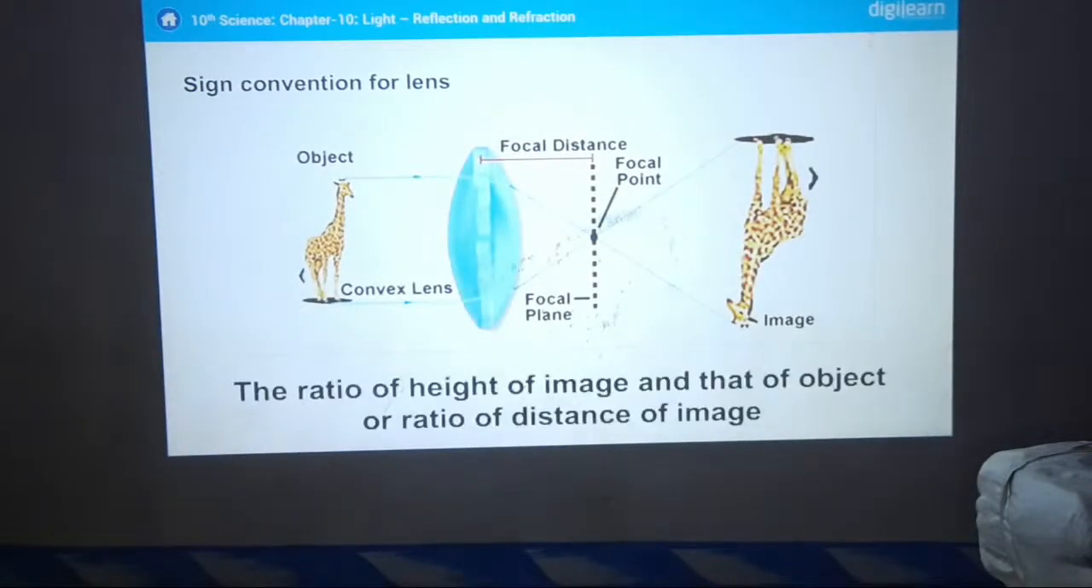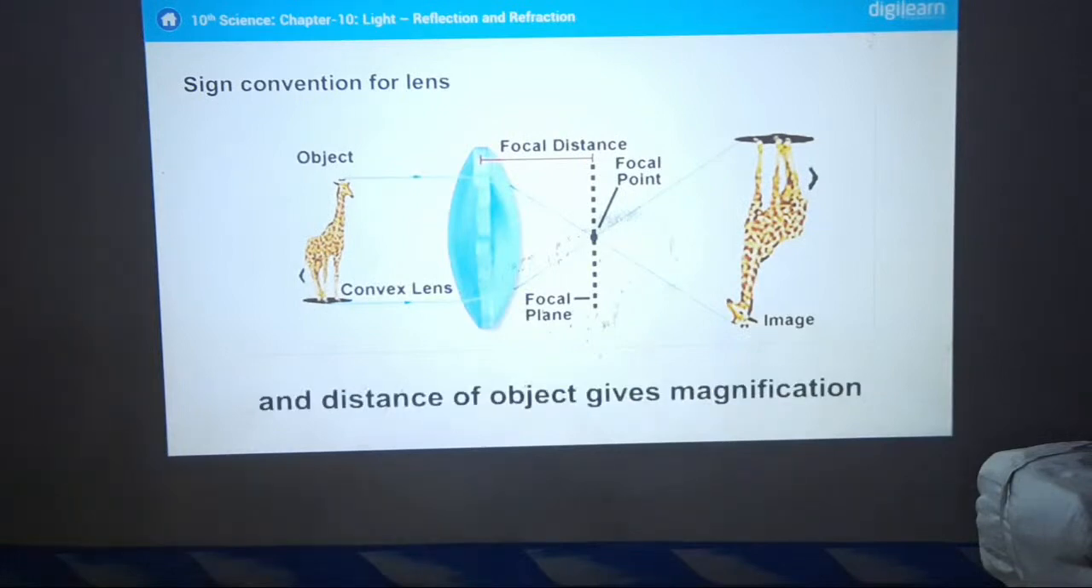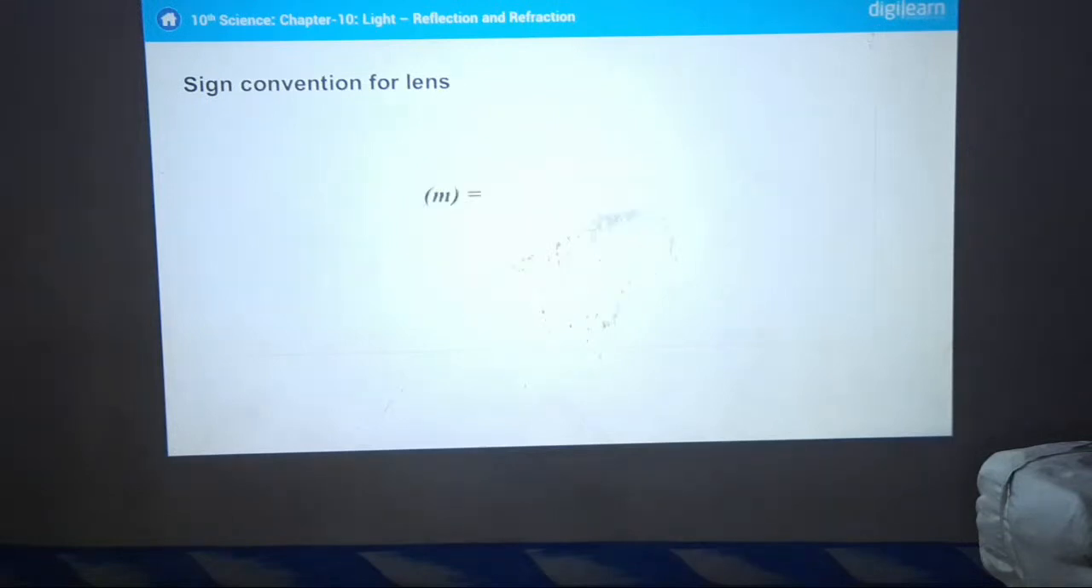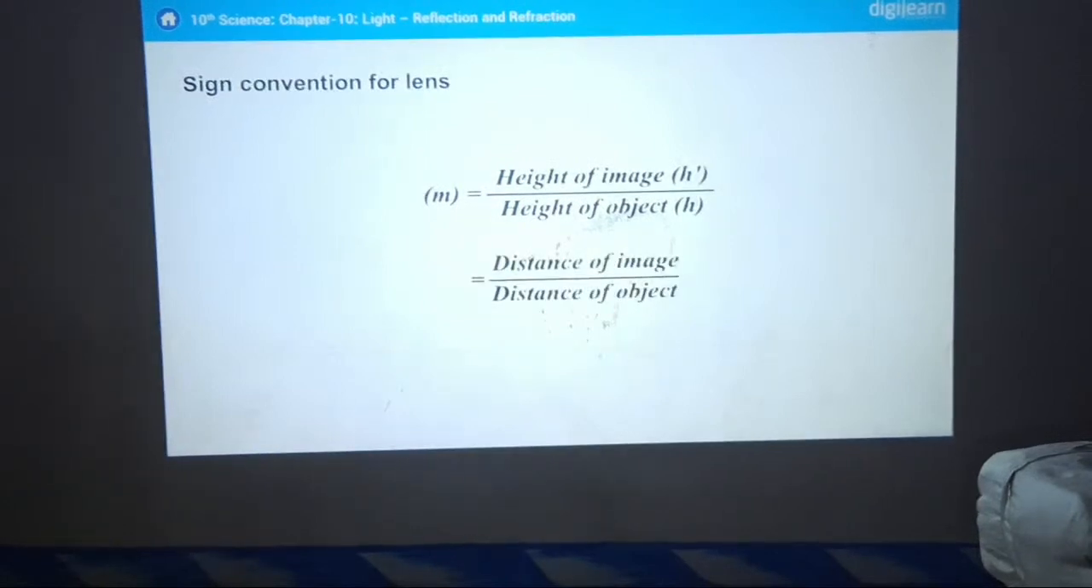Magnification. The ratio of the height of the image to that of the object, or the ratio of the distance of the image to the distance of the object, gives magnification. It is generally denoted by m. m equals height of image h dash by height of object h, which is equal to distance of image v by distance of object u.